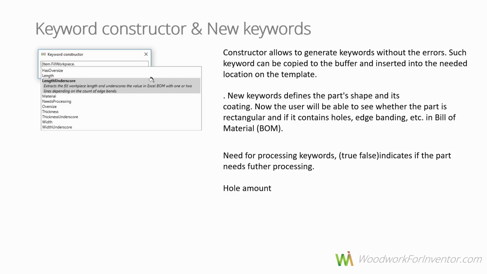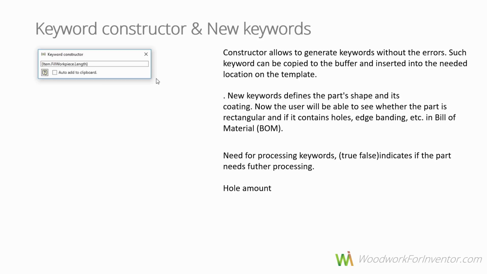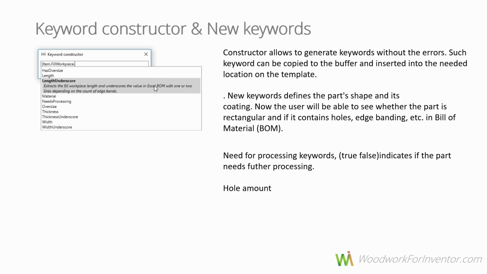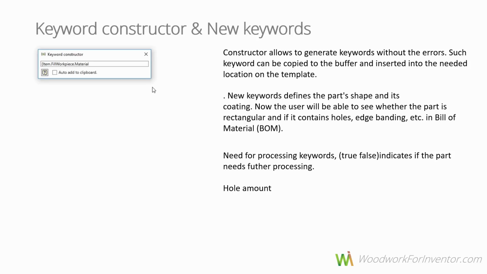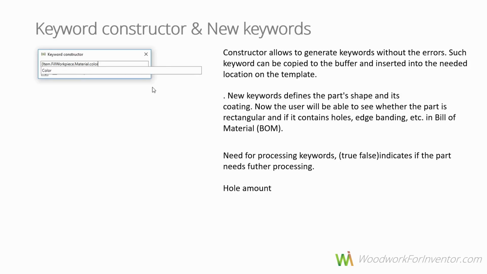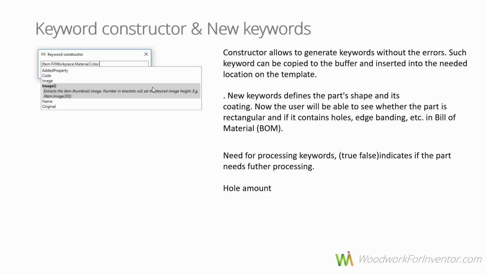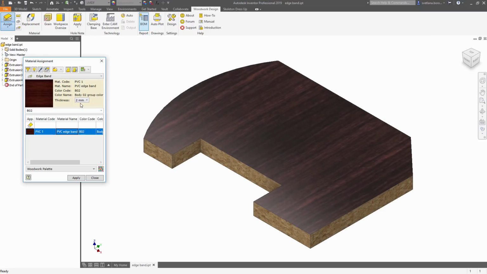So we get new keywords. Besides all of those, we have a keyword which allows you to indicate if this part needs further processing. If it is only a rectangular shape, it basically means that after cutting, this part can go directly to the edge banding. Also, we have a keyword which allows you to get a hole amount, so you can estimate if drilling is needed and how much it will take.